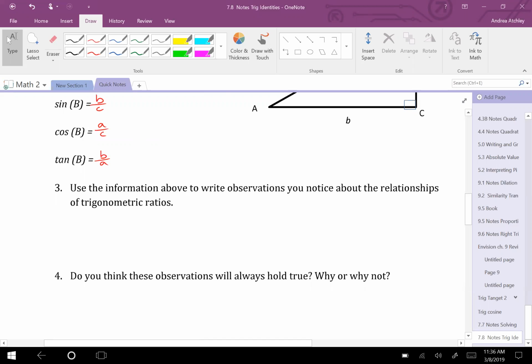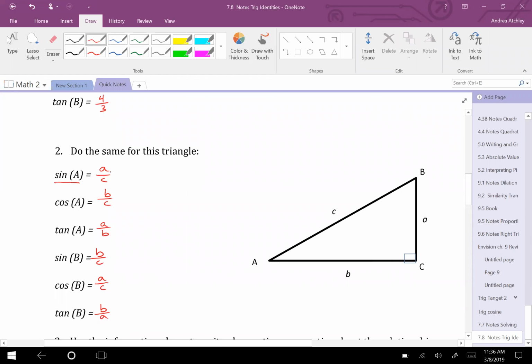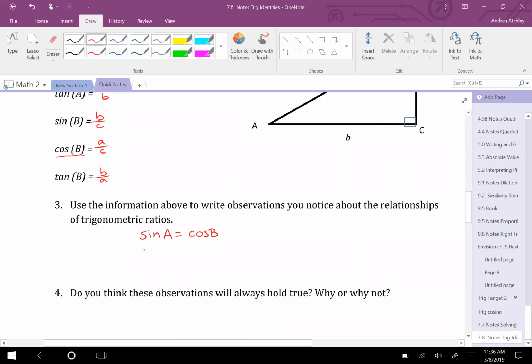Yep, Lily? I noticed that sine A would be similar to cosine B, and cosine A would be similar to sine B, while tangent A and tangent B would simply switch. Very good. That's exactly what we were supposed to notice. So if you notice, here's my sine of A, it's A over C. Here's cosine of B, it's also A over C. She then said the opposite, which would be the cosine of A, is also equal to the sine of B.